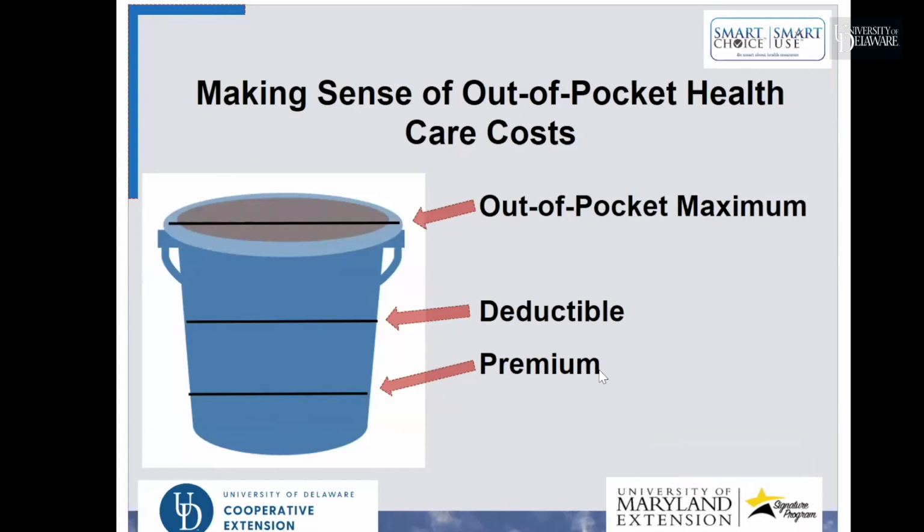And here we have a graphic that talks about 3 different types of healthcare costs that you may experience. One is the premium that we mentioned. The other is the deductible, and then you get to the out-of-pocket maximum. And we're going to play a short little video that'll give you some insight.